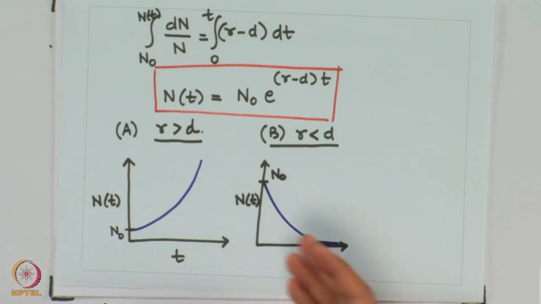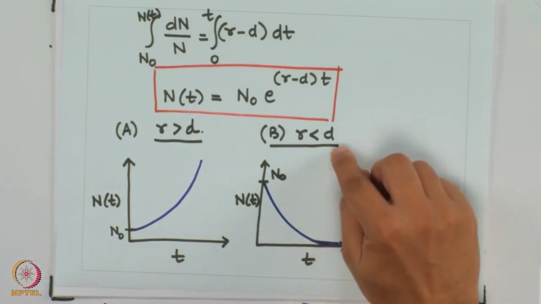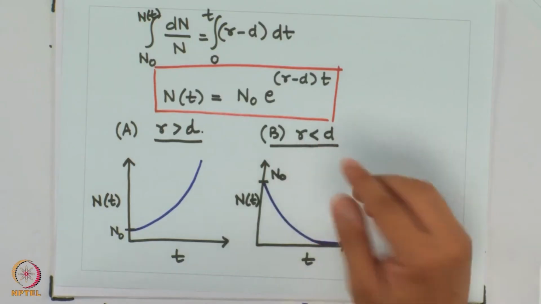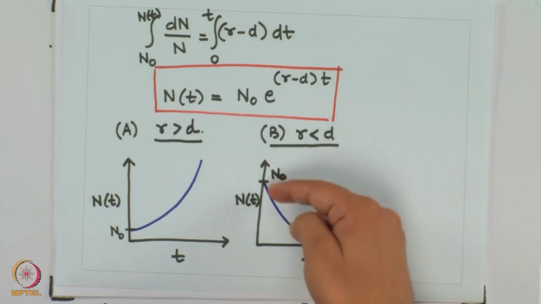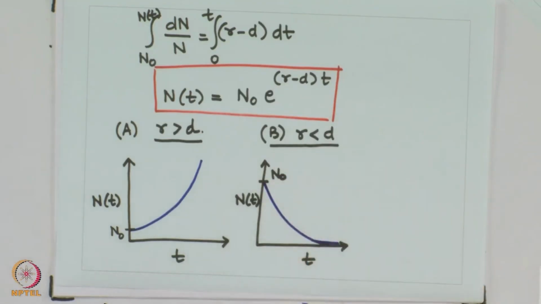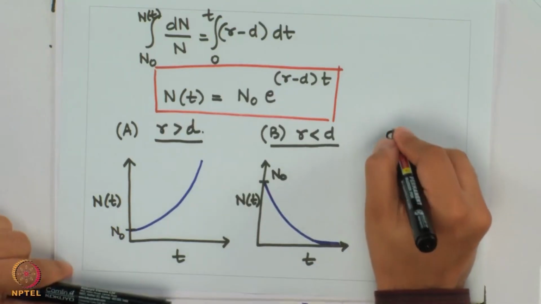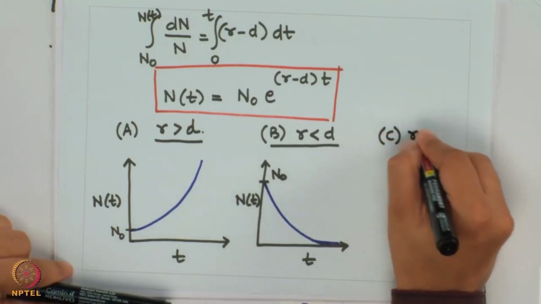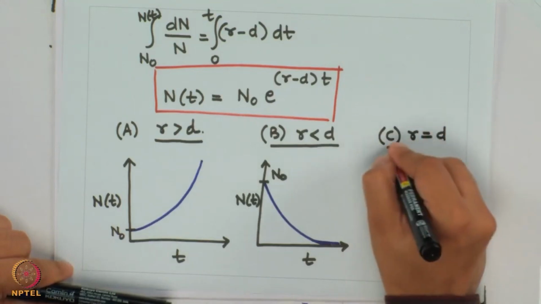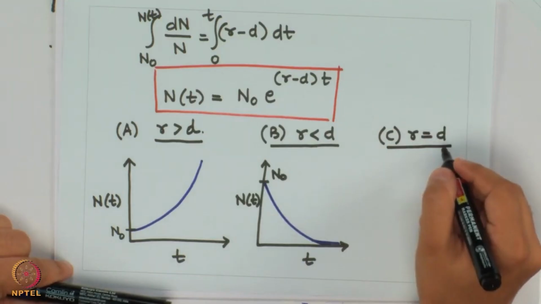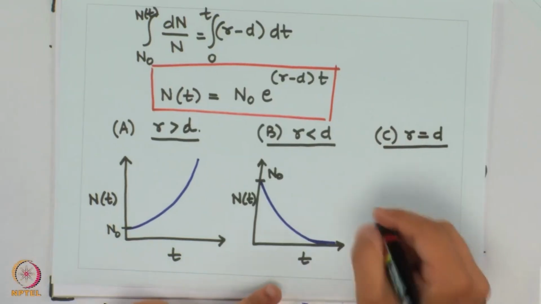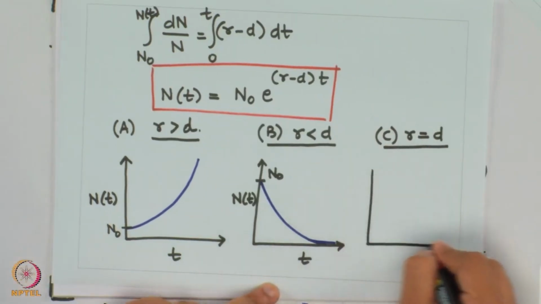So these bacteria, because they are dying at a rate faster than the rate at which they are growing, it is only natural that because death is taking place faster than growth, the number of bacteria actually start to come down and approach 0. The third case that we want to talk about briefly is when R is equal to D, which is a case where growth rate is exactly matched by the death rate associated with the bacteria. What happens to the numbers then?